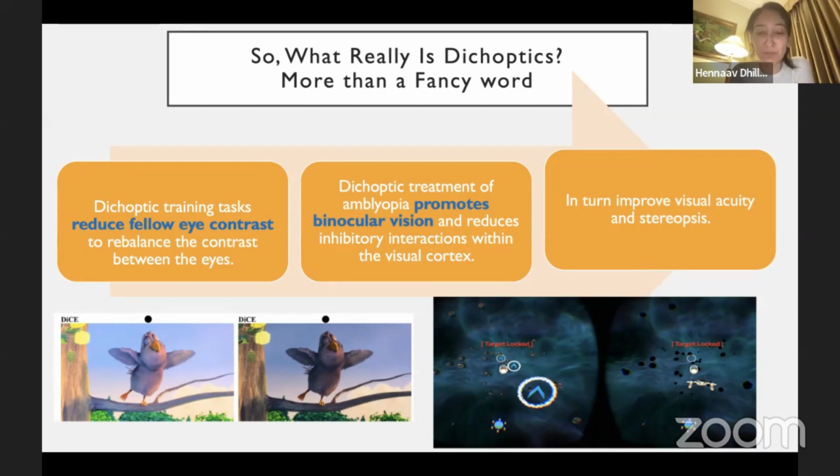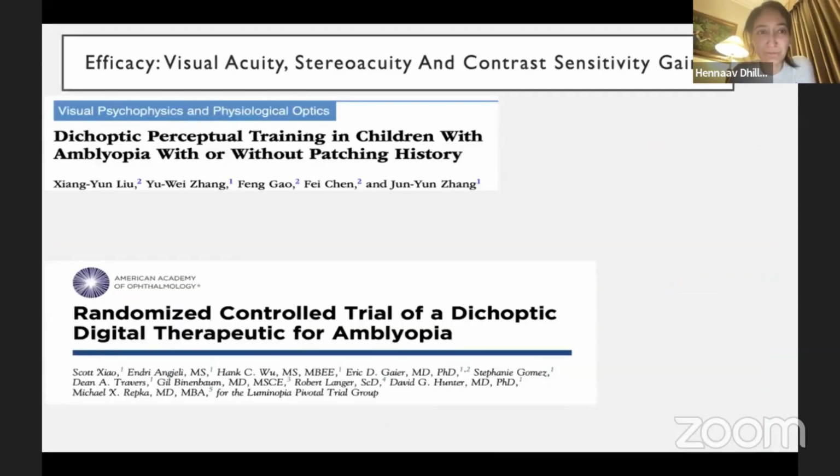and it decreases the suppression and improves the stereo acuity as well. It forces both eyes to work together. It forces the brain to interpret the input from both eyes together, and therefore increases stereo acuity in addition to increasing the visual acuity in the weaker eye.